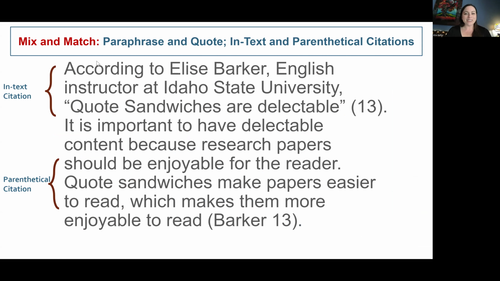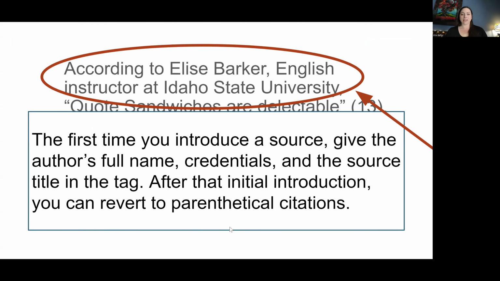So here, when we use "according to Elise Barker, blah blah blah," that's an in-text citation, and we end it with the parenthetical citation, just giving the number because I introduced the author here. In a parenthetical citation, here we didn't introduce the author, so we gave her credit here at the end in the parentheses. So the first time you introduce a source, give that author's full name, credentials, and the title. After you've done it once, you can revert to parenthetical citations after that first big introduction.